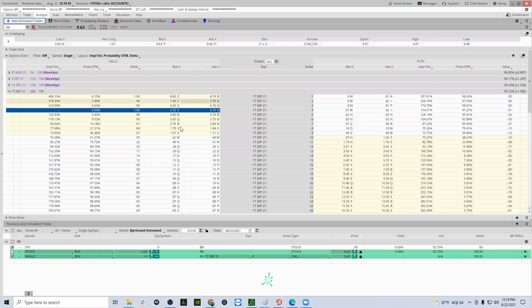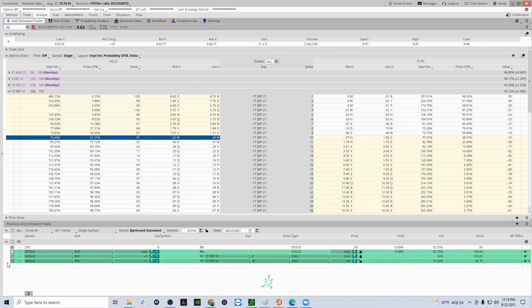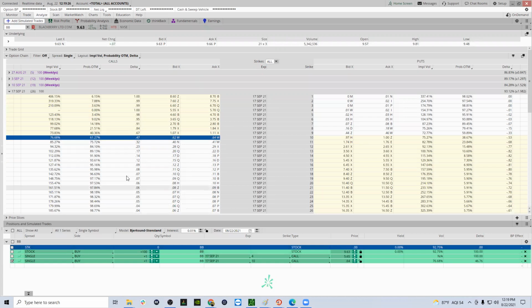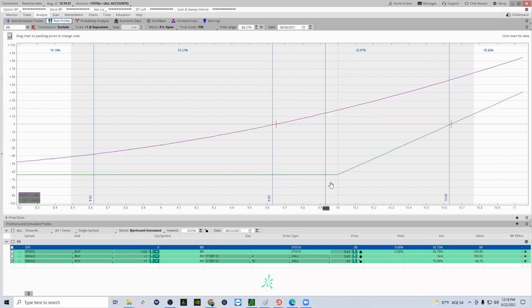Now, what about something that is closer to the money? Well, here is the 10 calls. The 10 calls have a 47 delta. You can see it's got a different shape than that other one. So what that means is that if the underlying drops $1, I'm going to lose $47. And if it goes up $1, I'm going to make $47.